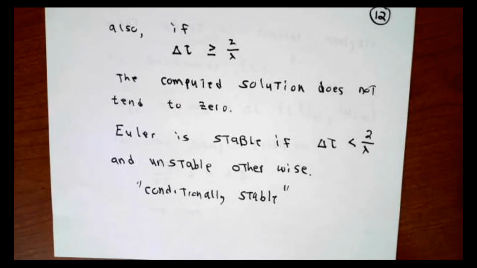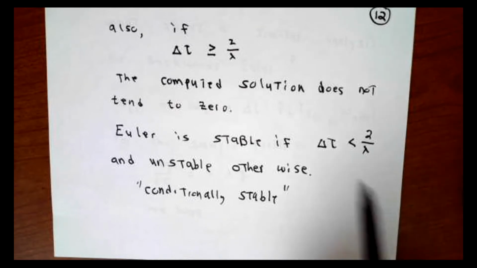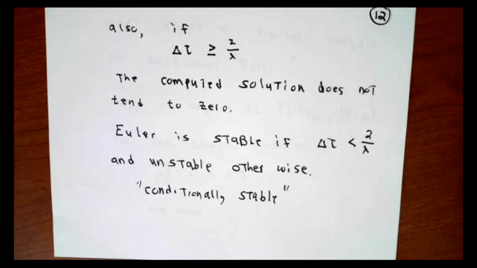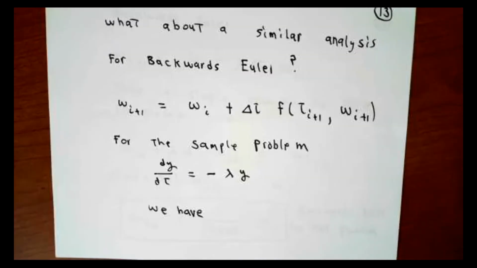So summarizing what we've figured out, Euler is stable if delta t is small enough, but not stable otherwise. We say that Euler is conditionally stable. What about a similar analysis if we want to look at the backwards Euler method?